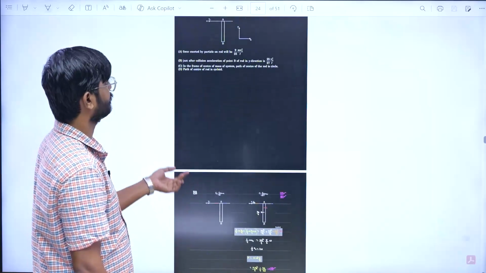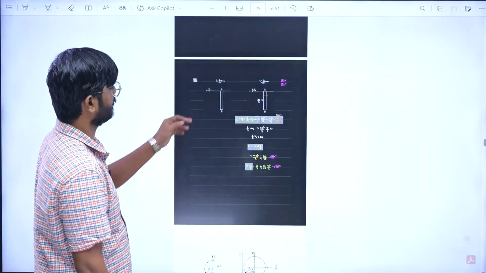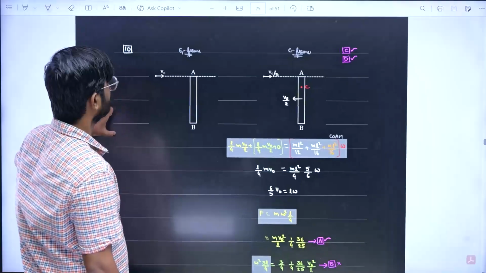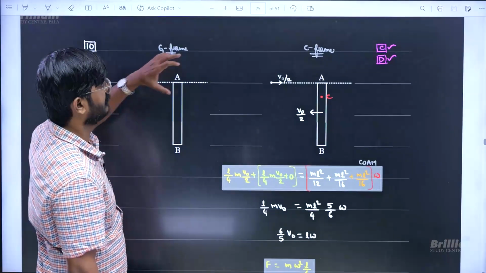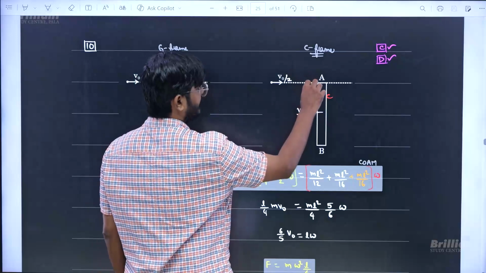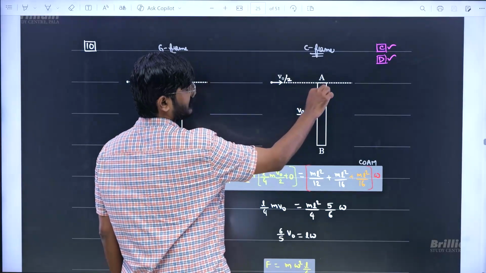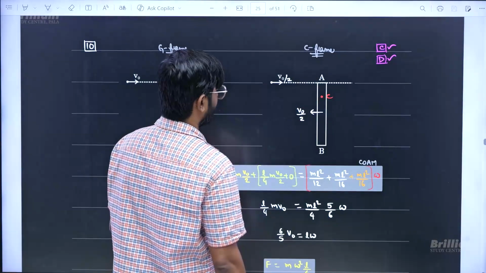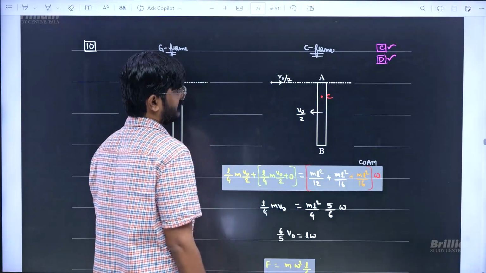So in any inertial frame it should look same. So instead of observing from ground frame, I will be observing from center of mass frame. In center of mass frame, the scenario is going to be like this, where the center of mass of the system is going to be stationary. So I can do conservation of momentum, conservation of angular momentum.